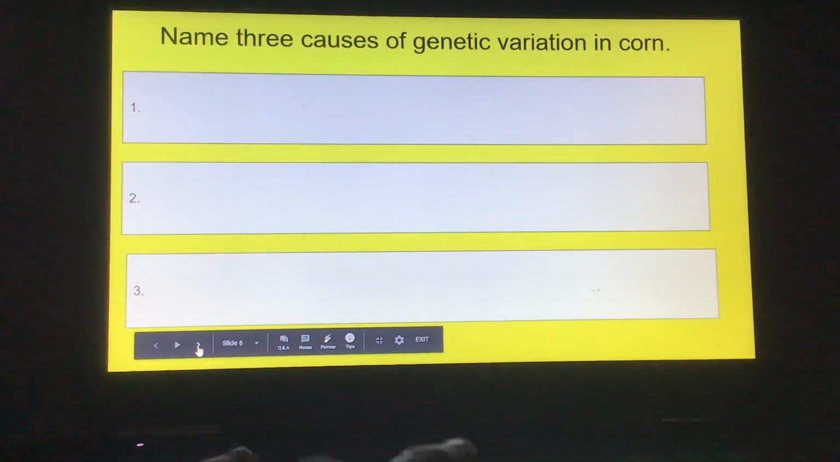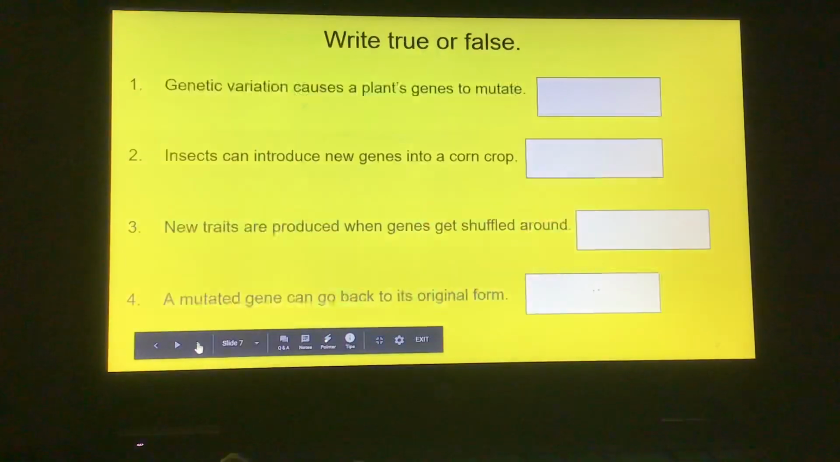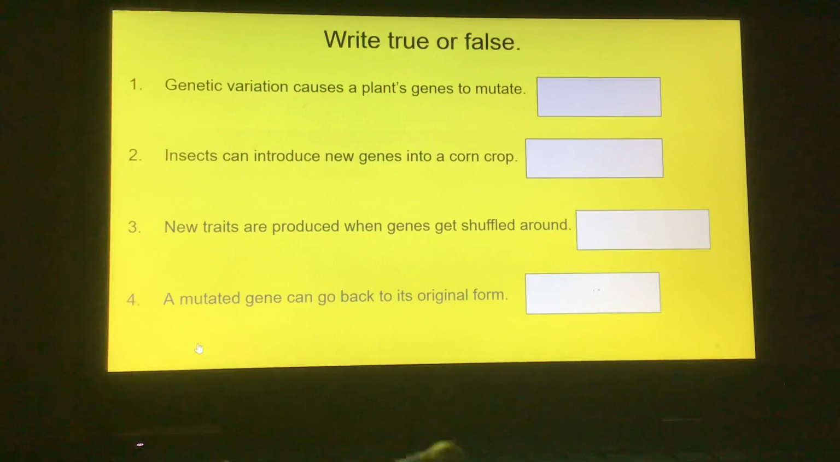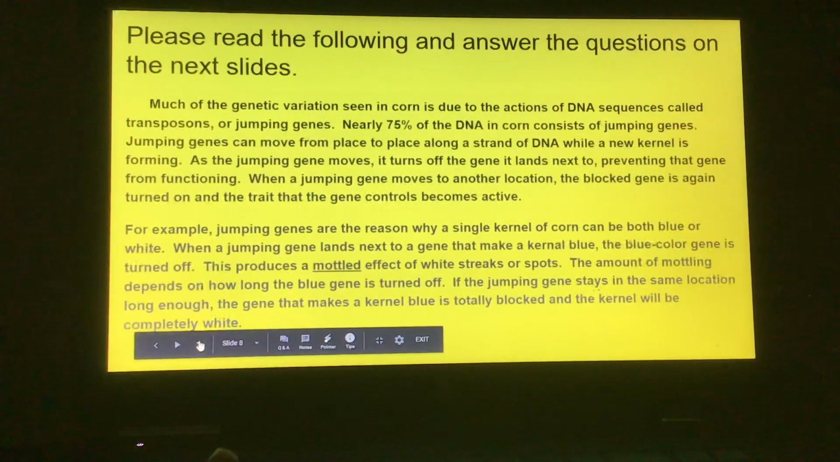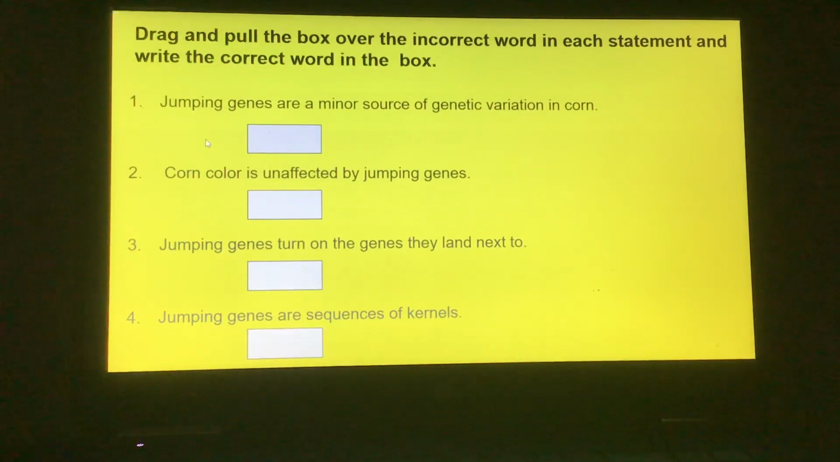So you're going to answer 1, 2, and 3 here. Name 3 causes of genetic variation. And you're going to write true or false for the 4 answers here in the rectangles. Okay, and I'm going to let you read this on your own and answer the following questions. Oh, I'm sorry, no. For these 4, you're going to read the statement and put a box over the incorrect word in each statement and then write the correct word in the box.